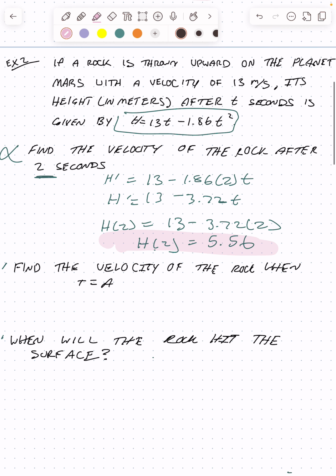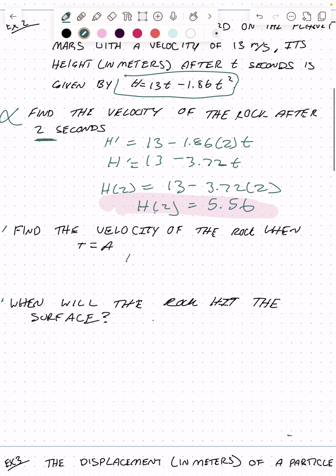So this next question is kind of silly, but WebAssign likes to give silly questions because why not, right? So it says find the velocity of the rock when t equals a. All it wants is for you to tell it the velocity equation and then replace t with a. So our original velocity equation is just our first derivative that we found, and that first derivative was h prime equals 13 minus 3.72t, but again it's saying when t equals a, so 13 minus 3.72a.